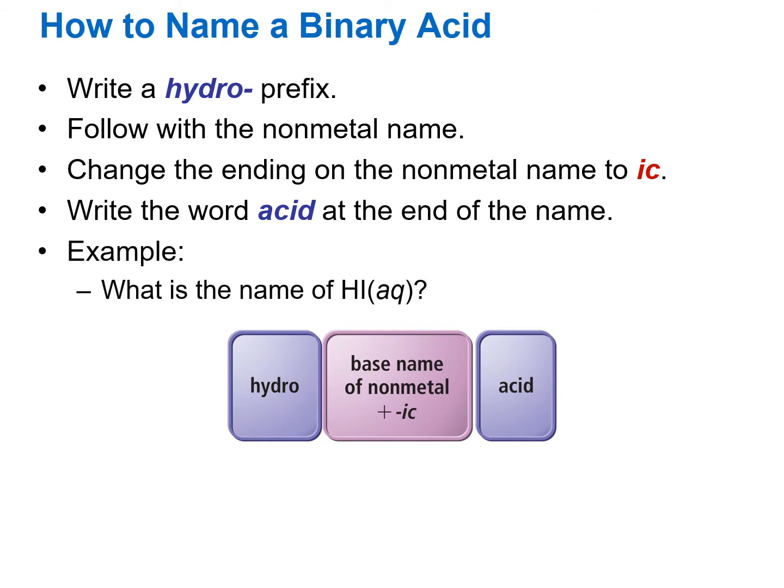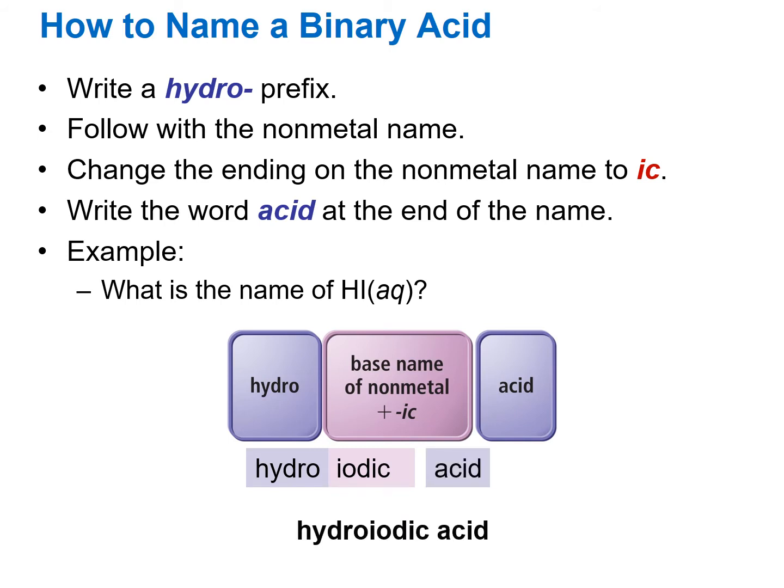How would you write a compound made up of hydrogen and iodine in aqueous solution? Well, if we follow our rules, the first part of the name is going to be hydro, and that I stands for iodine, so we write iodine, but we got to change it. We got to give it that ic ending, so we're going to get rid of the ine and make it ic. And the last thing, acid. So putting it all together, hydroiodic acid. There you go. That's how you name a binary.